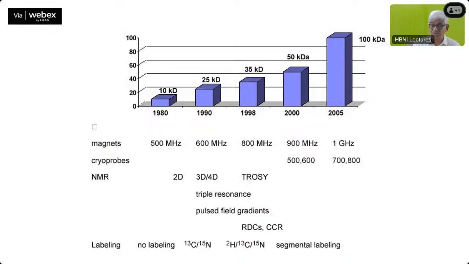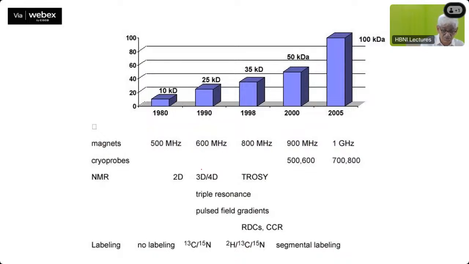Now this is a general indicator as to how far you can go with what kind of spectrometer frequencies, what size of proteins you can study, and what sort of NMR experiments one has to perform. See, magnets 500, 600, 800, 900, 1 gigahertz. And what is the molecular weight size you want to study with that? 10, 25, 35, 50, 100 kD. And then, of course, that was an extreme one, which was 900 kD.